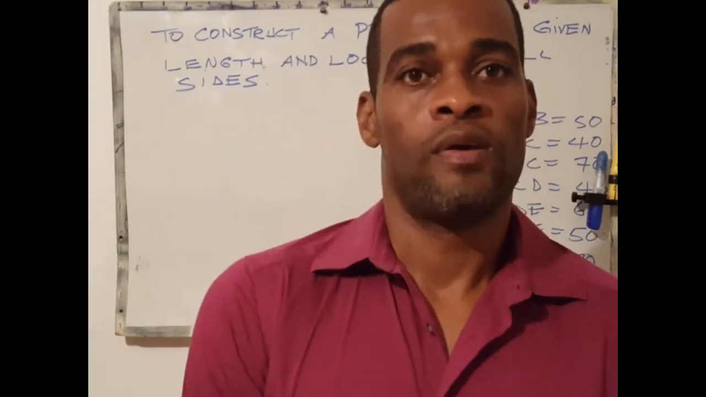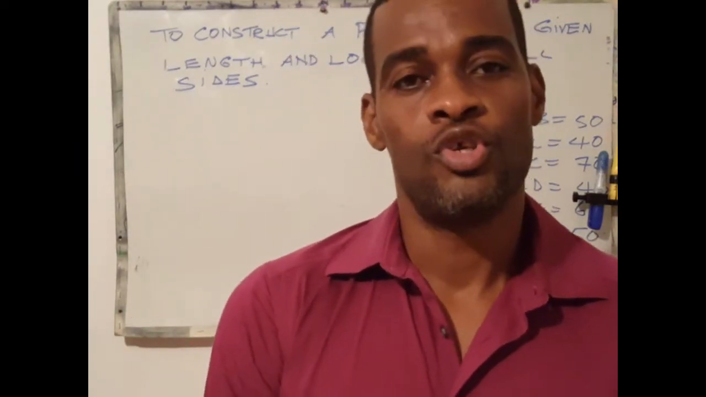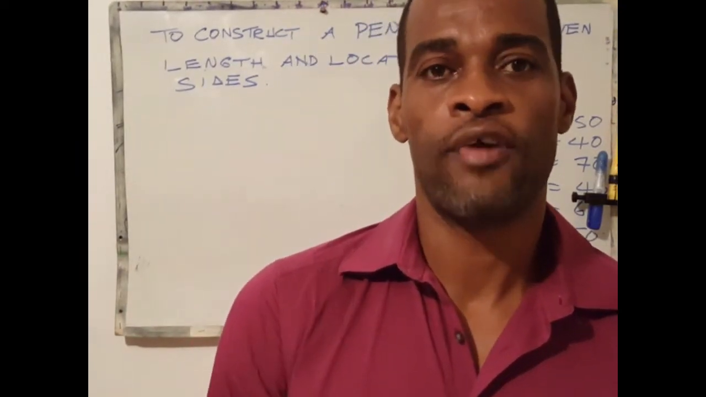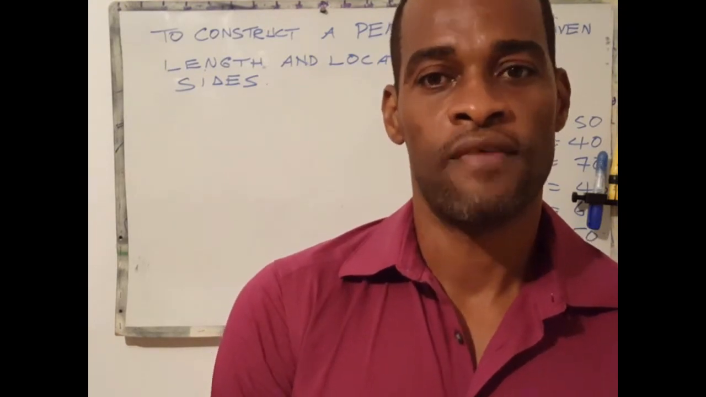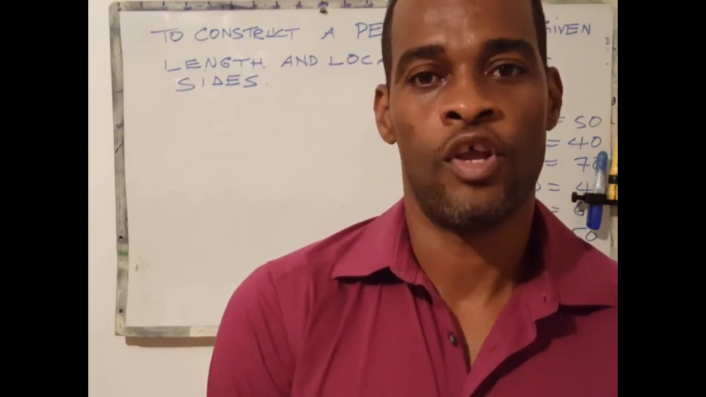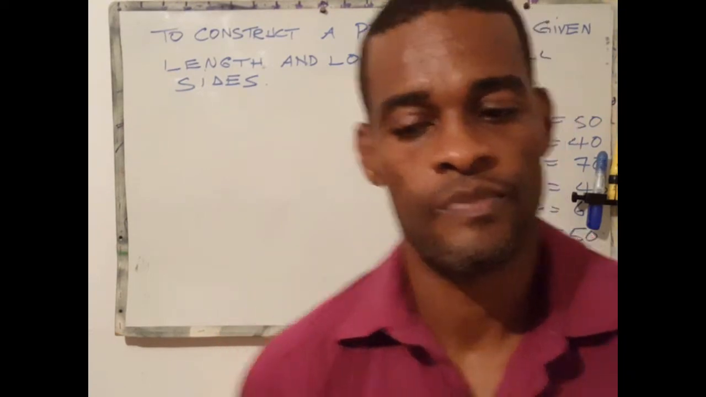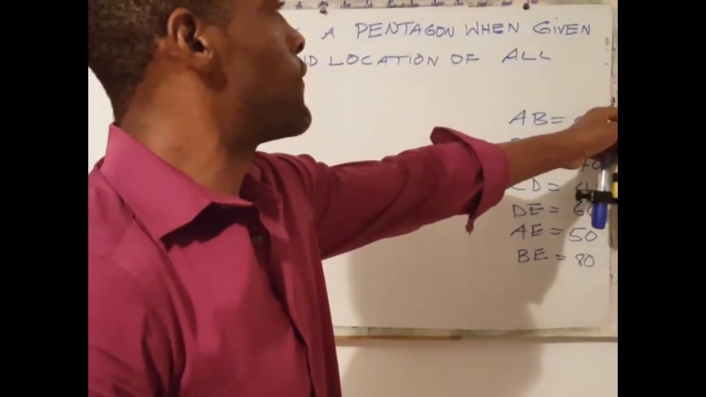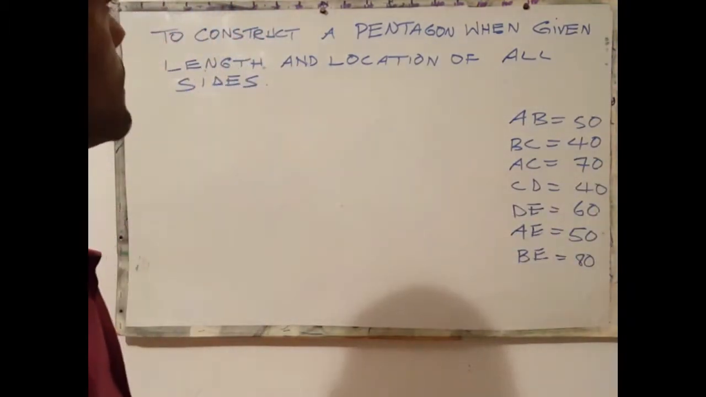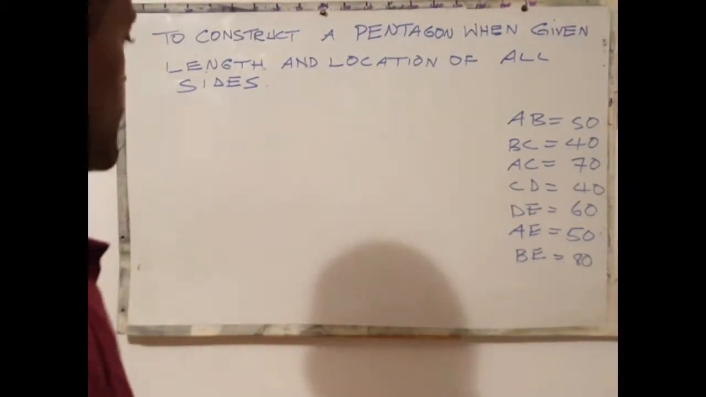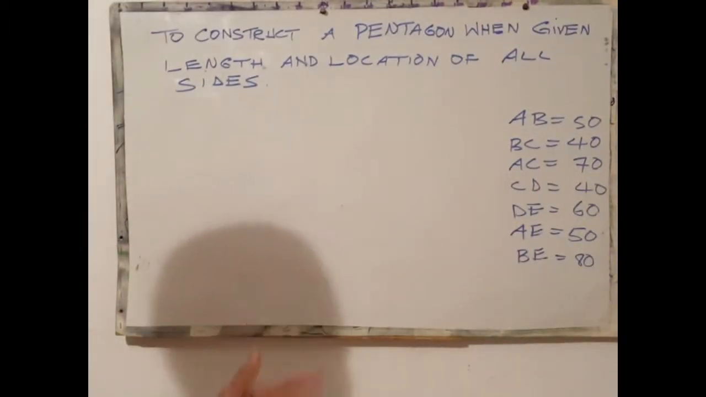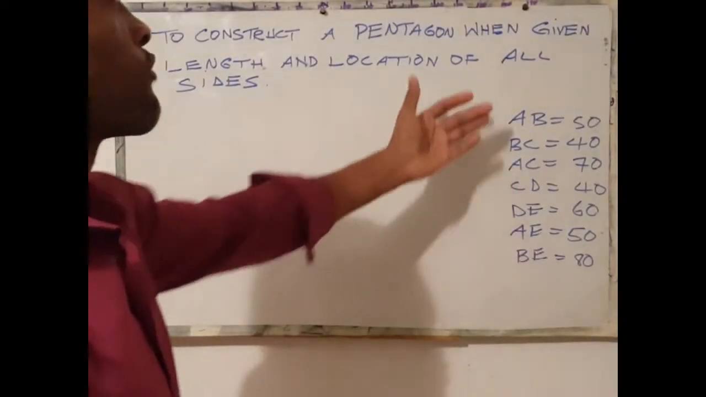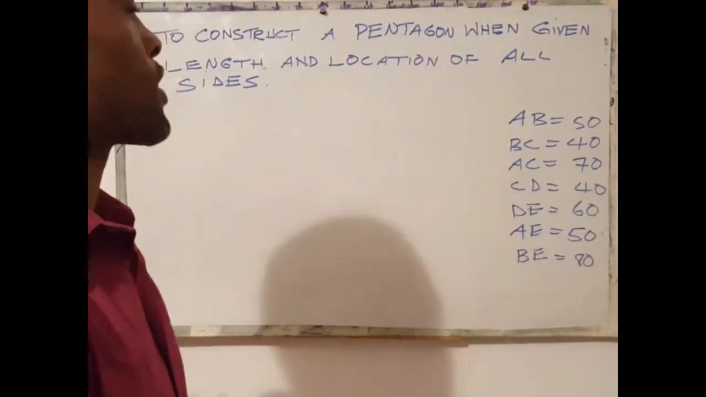Welcome back. At the end of this video, you should be able to construct an irregular polygon when given the length of all sides and their location. The information for constructing this polygon is as given. It's extremely important that you represent the written information in a graphical form.